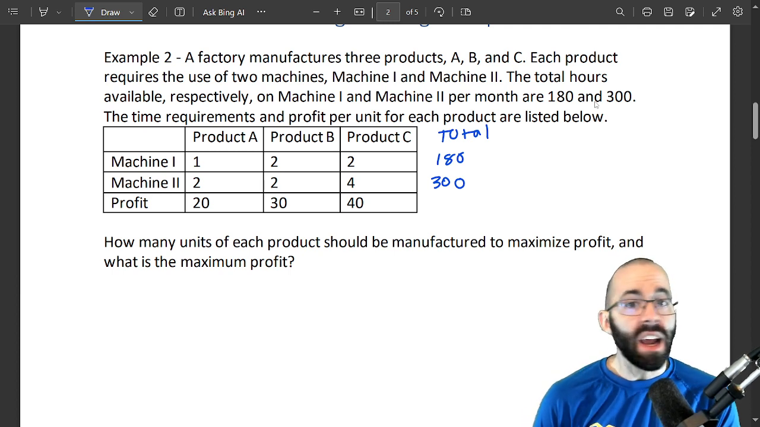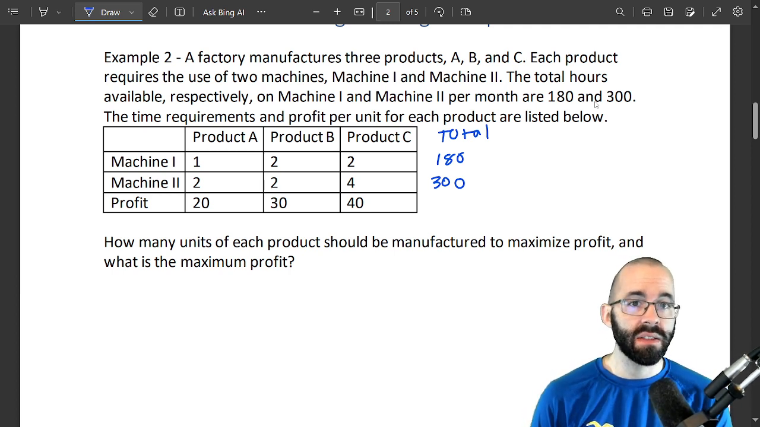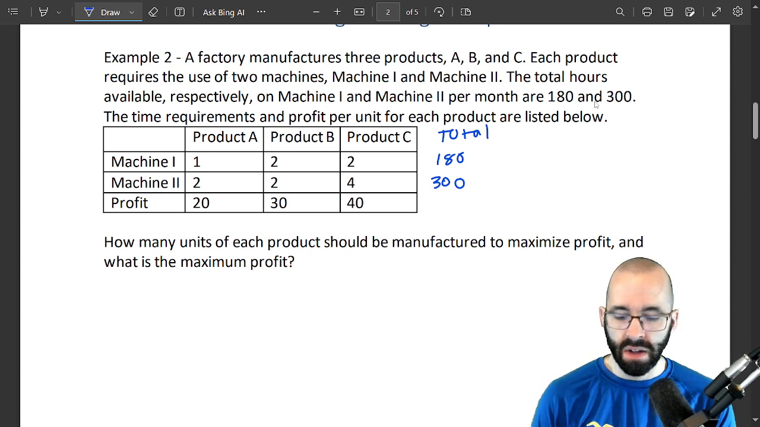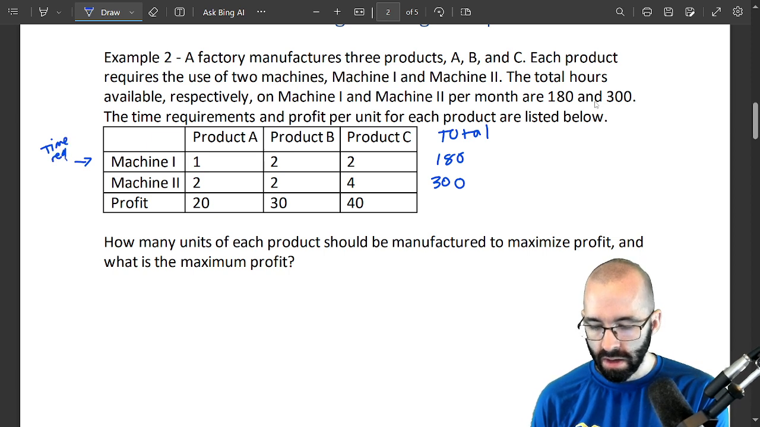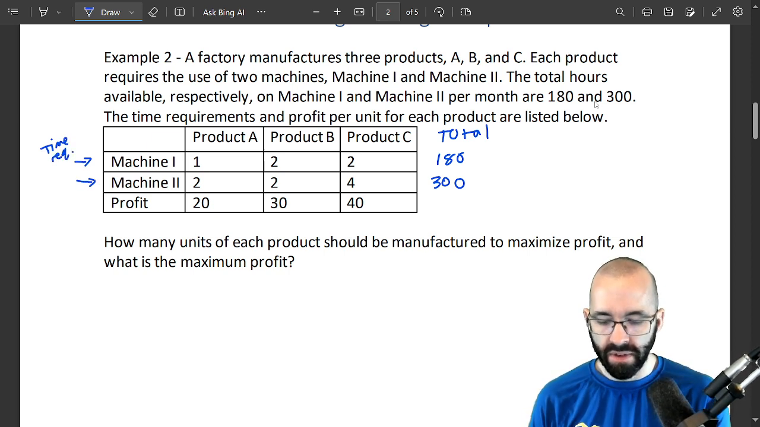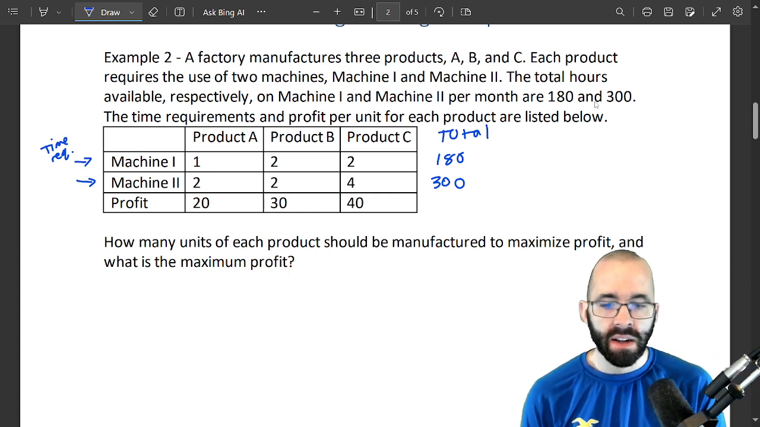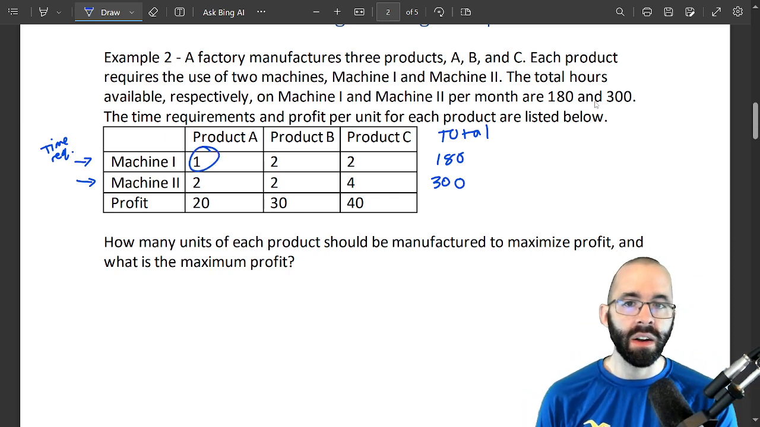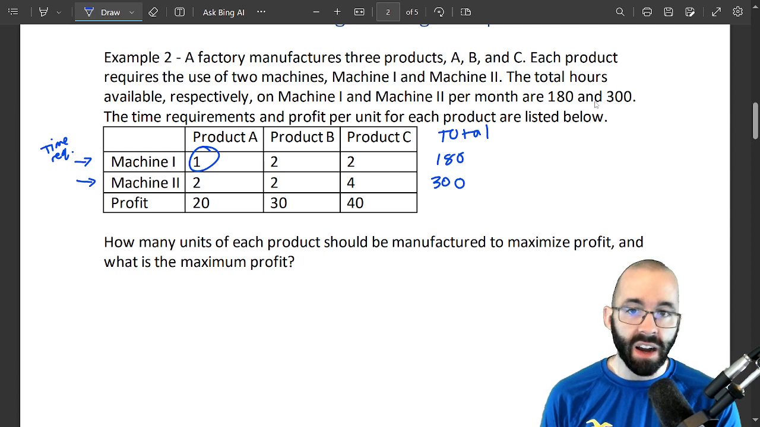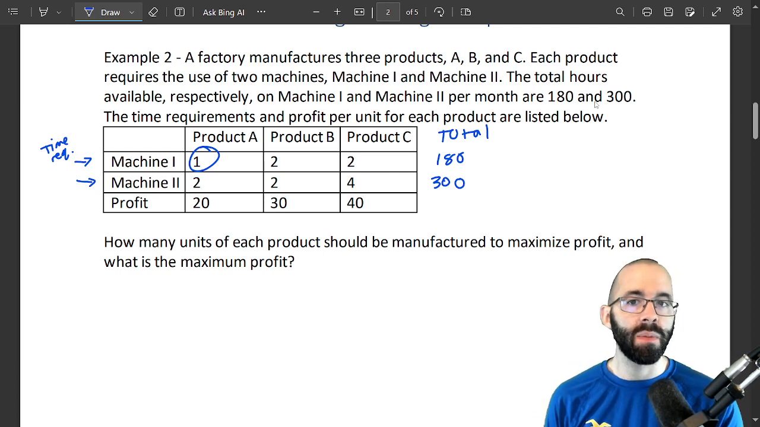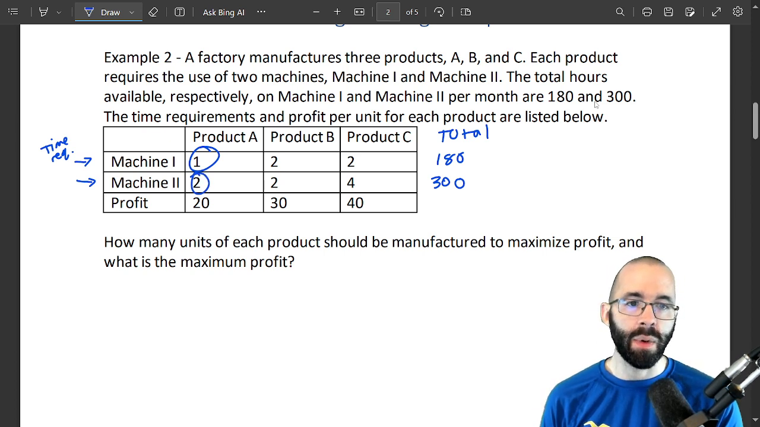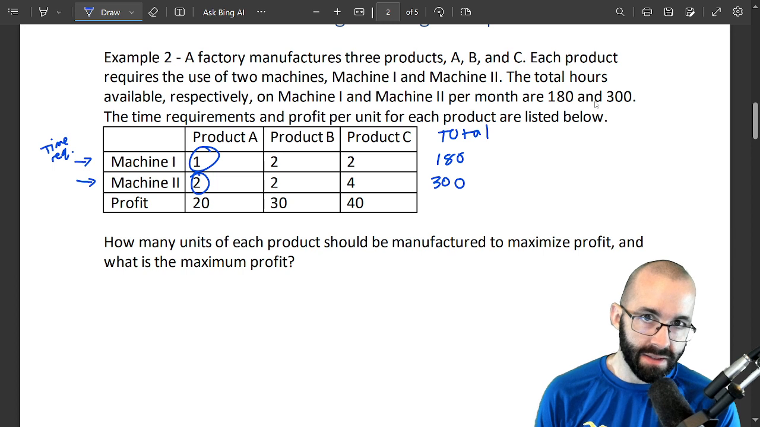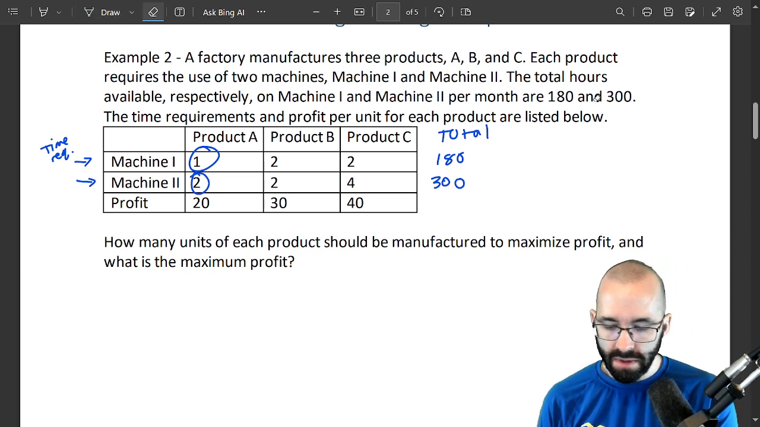The time requirements and the profit for each product is listed below. So, right, this is the time requirement for each one of these. That's how we can read that table. So product A is going to require 1 unit of time, maybe it's an hour, who knows, 1 unit of time on machine 1, and double that on our second machine. So maybe we're cutting in one and assembling in another, who knows. Okay, this is a very generic problem.